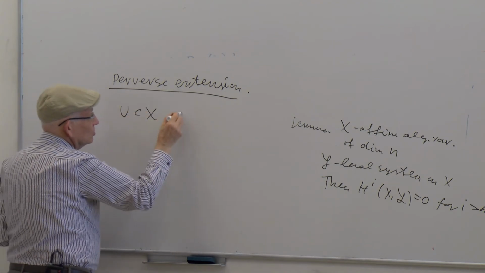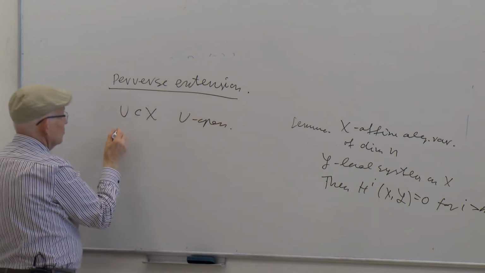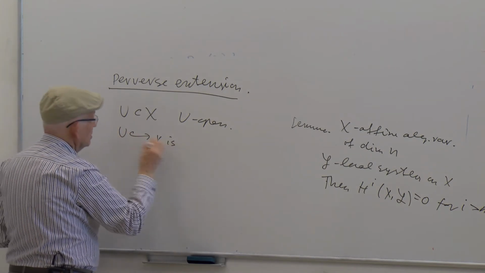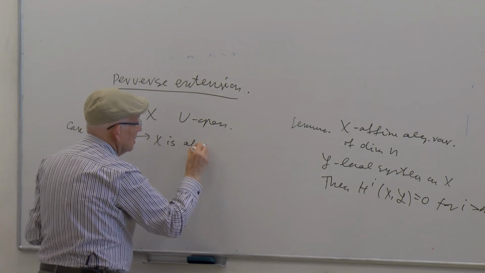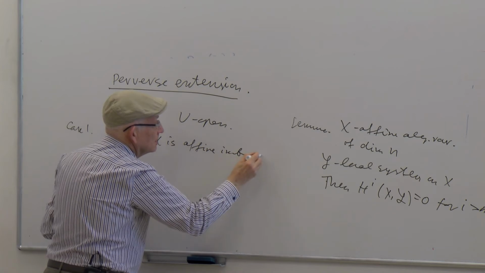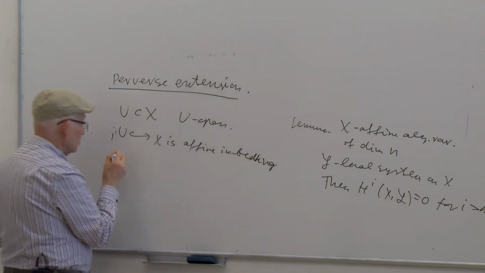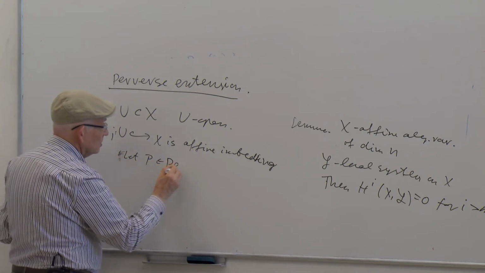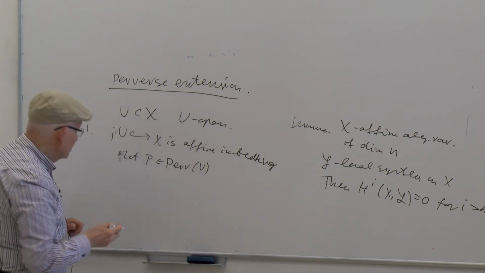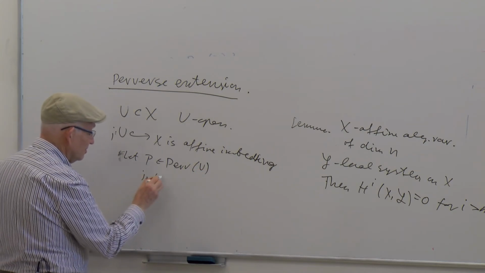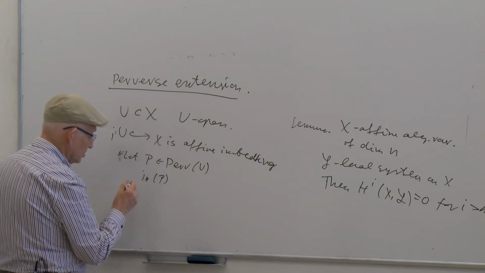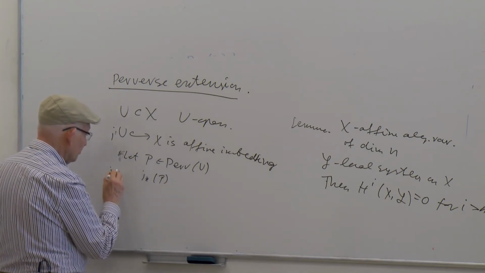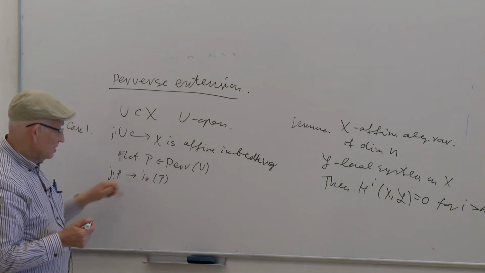Suppose we have U in X, U is open. Let's consider first case 1: U in X is an affine embedding. Now let P be some perverse sheaf on U. What we can do is consider j star of P, and we consider j shriek of P. And we have a canonical morphism: j shriek of P is mapped into j star of P.